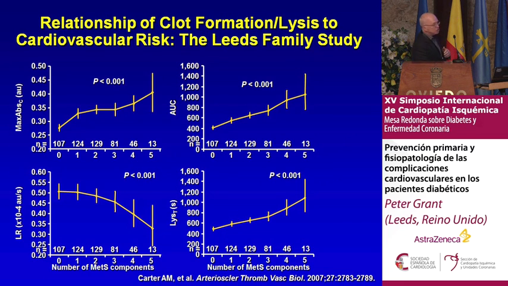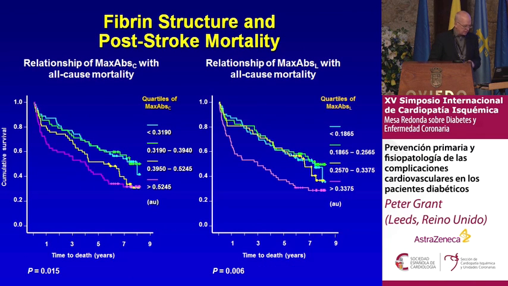If you look at the relationship between clot formation shown on this side and fibrinolysis shown on this side. This is a study we carried out in around 500 patients, and we categorized them according to the number of cardiovascular risk factors that they had. And you can see as people get more risk factors, they get a more compact and dense fibrin structure, and they lose the ability to lyse the clot over a period of time. So this change in structure is moving with other cardiovascular risk factors.